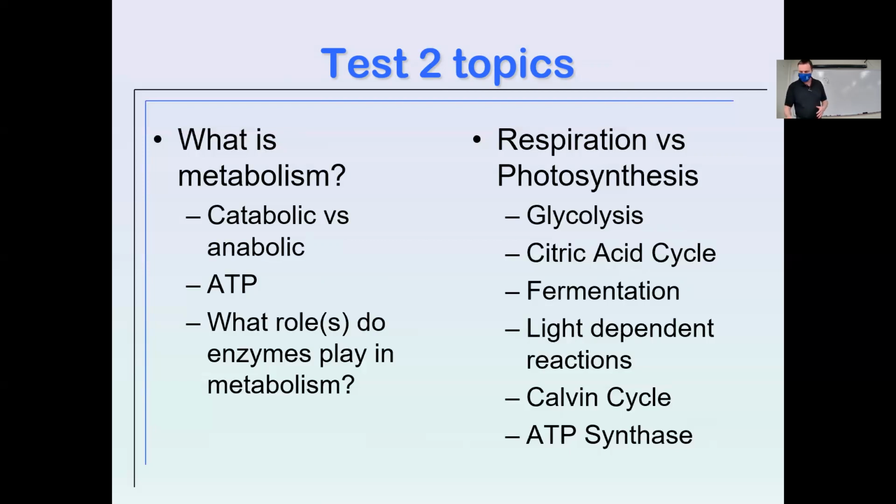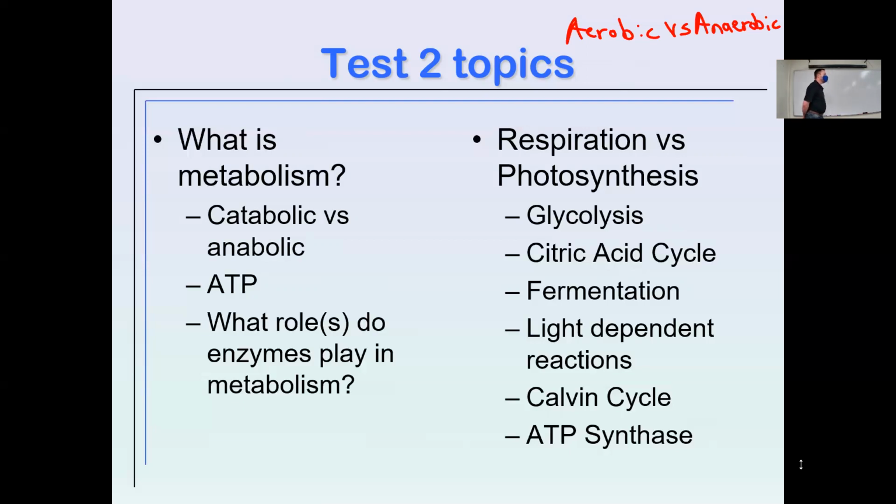I need to add aerobic versus anaerobic respiration. I'll write that right now. No difference there. Aerobic versus anaerobic respiration. That's rather important. That's kind of covered there with fermentation.